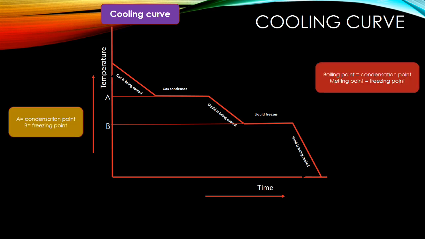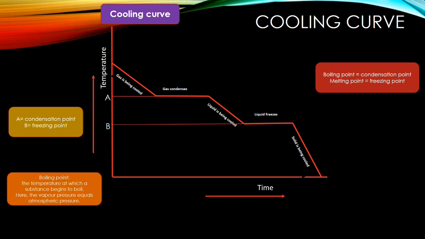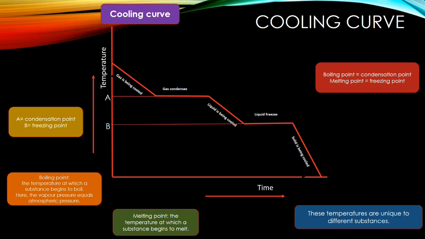The temperature at which a substance condenses is similar to the boiling point, and the temperature at which a substance freezes is similar to the melting point. The boiling point is the temperature at which a substance begins to boil, and the melting point the temperature at which a substance begins to melt. These temperature values are unique to every substance and can be used to identify substances and their purity.